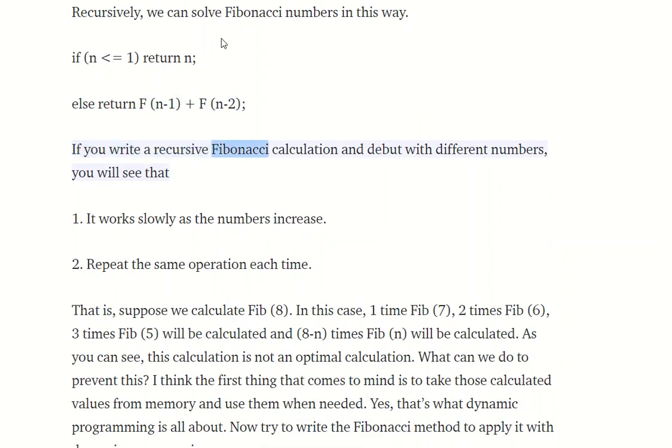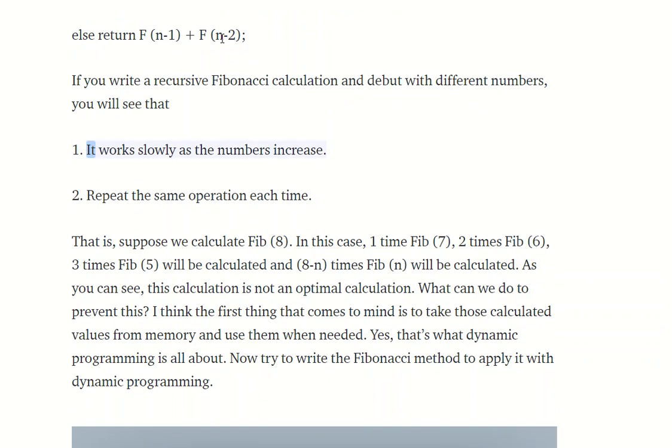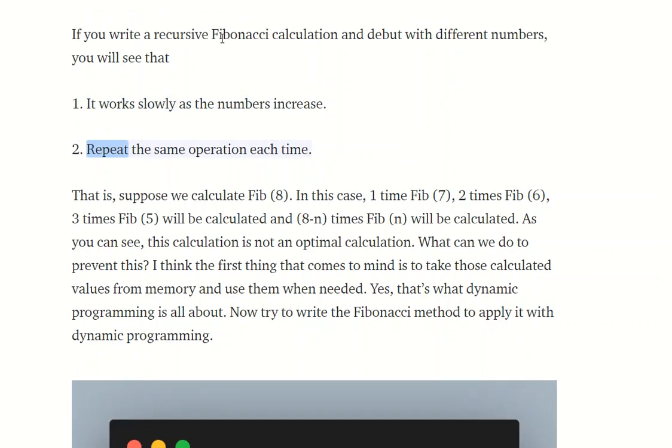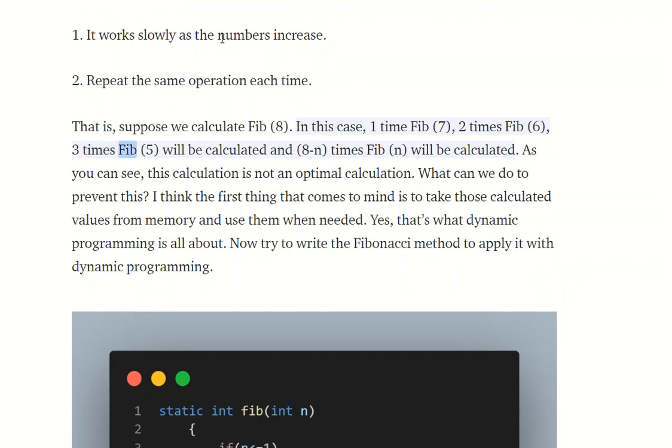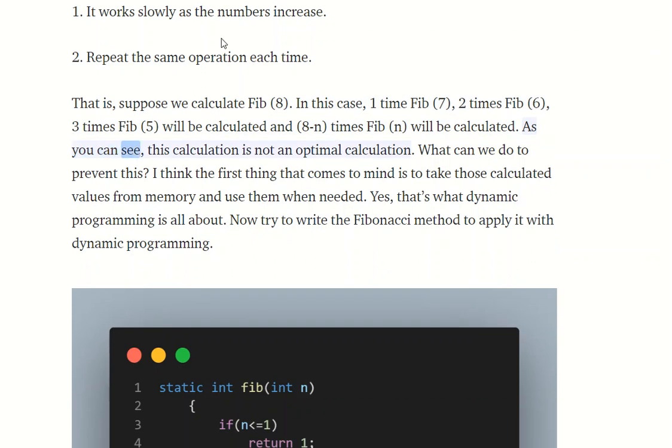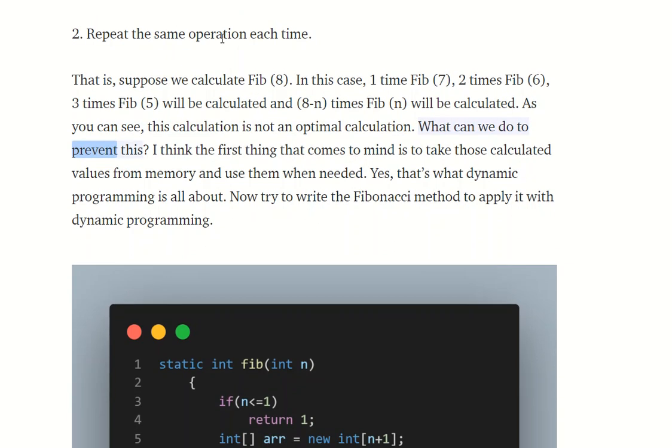If you write a recursive Fibonacci calculation and debug with different numbers, you will see that, 1. It works slowly as the numbers increase. 2. It repeats the same operation each time. That is, suppose we calculate fib 8. In this case, 1 times fib 7, 2 times fib 6, 3 times fib 5 will be calculated, and so on, up to n times fib n. As you can see, this calculation is not an optimal calculation. What can we do to prevent this?